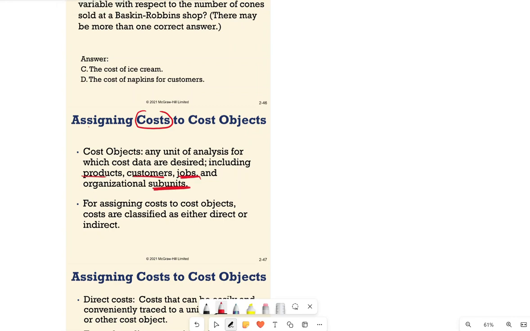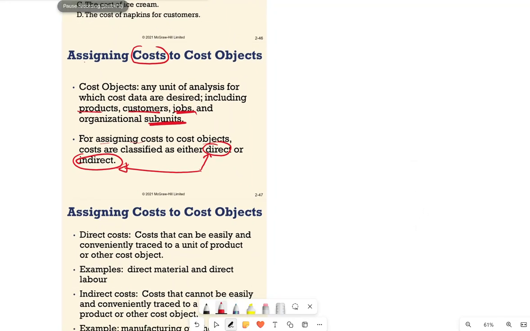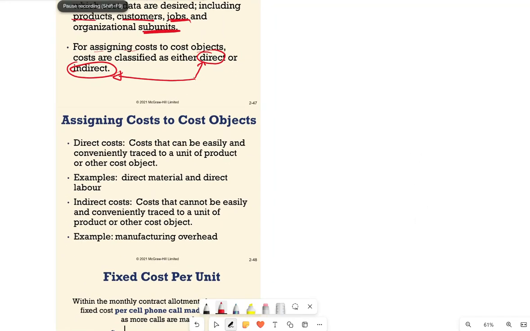For assigning cost to the cost objective, costs are classified as either direct or indirect. The cost is direct if it's related to the product; if it's not directly related to the product, then it will be an indirect cost. Remember we learned direct material and direct labor are traced to the product, so they become direct costs. Indirect material and indirect labor are part of your manufacturing overhead.